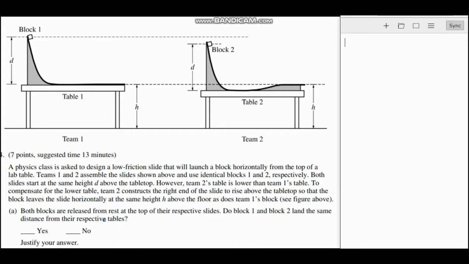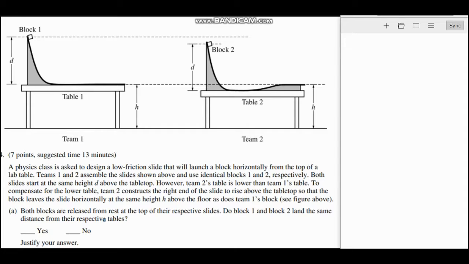Okay, so this is a quick conceptual problem for energy. A physics class is asked to design a low-friction slide that will launch a block horizontally from the top of a lab table. Teams 1 and 2 assemble the slides shown above and use identical blocks 1 and 2 respectively. Both slides start at the same height d above the tabletop. However, Team 2's table is lower than Team 1's table.